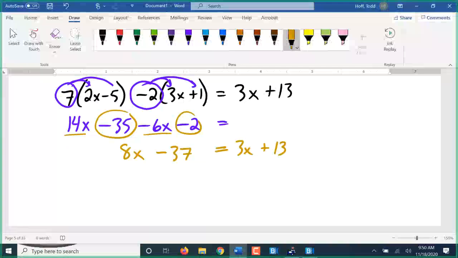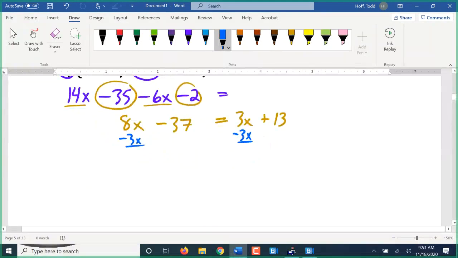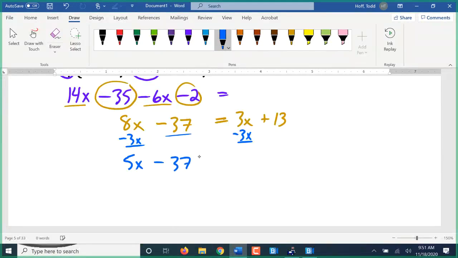Now, however, there's a variable on each side. We have to get rid of one. 3x is the smaller one, so I'm going to get rid of it. It's positive, so I'm going to subtract it to get rid of it. Remember, we have to subtract 3x from the other side as well. So on the left side, 8x minus 3x is 5x. Still have the minus 37 there. Equals. On the right side, the 3x cancels out. I just have 13.